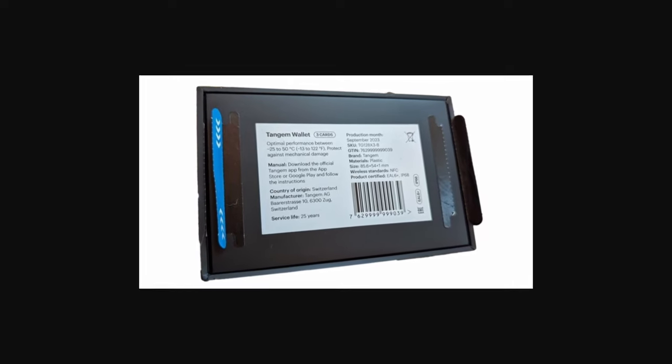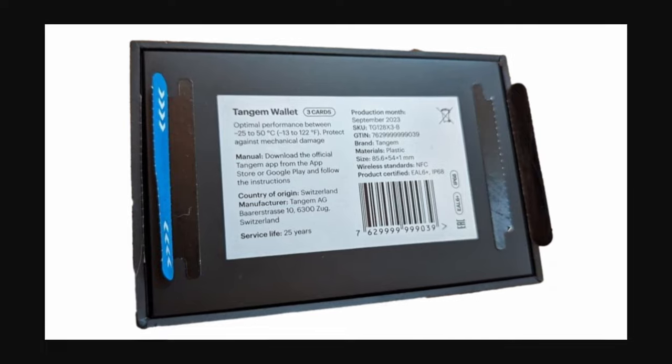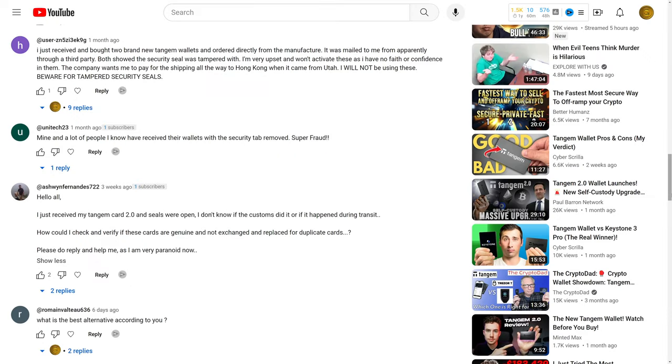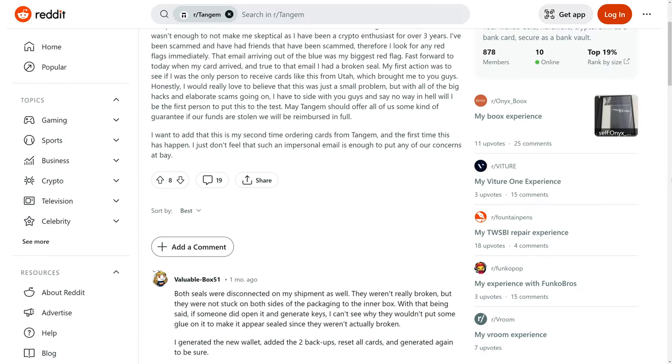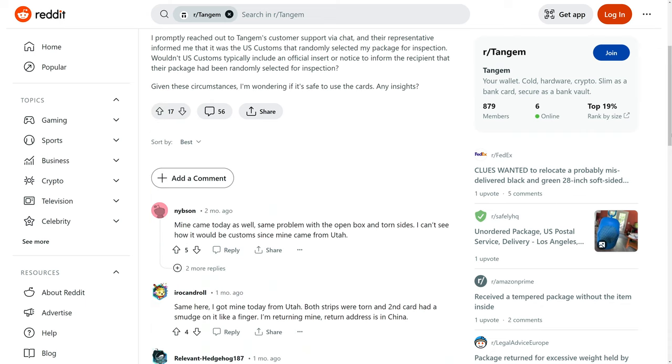Broken security seals on the new Tangem wallet released late 2023 seem to be a commonplace occurrence. Here are just a few of the comments talking about the problem with the Tangem wallet, where I talk about some other possible issues with the Tangem Classic. Multiple people are saying that they have received their new Tangem wallets with broken seals. There are also Reddit threads talking about this issue as well, as we can see here.